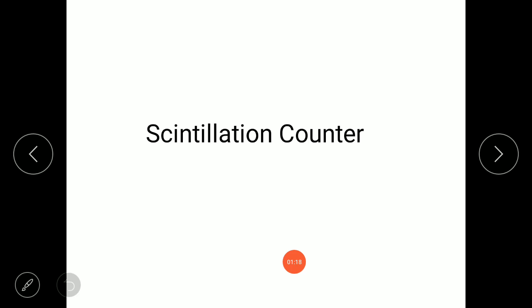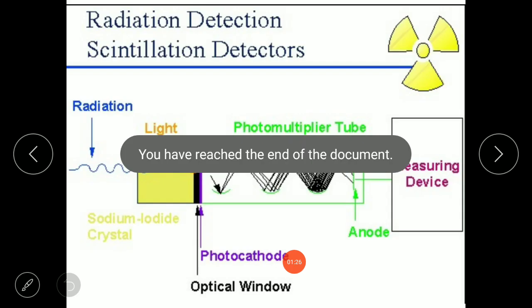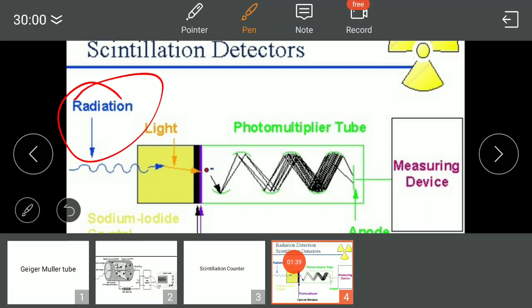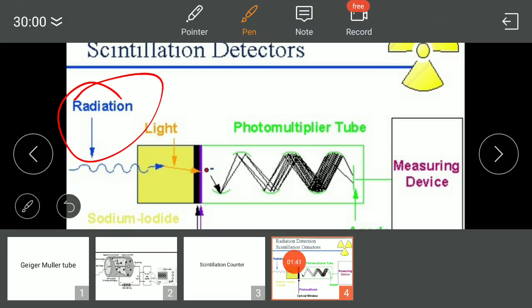So the scintillation counter is based on this principle of scintillation. Let me discuss the construction here. For the scintillation counter, we have this crystal that produces a flash of light when the nuclear radiation strikes it. So when the nuclear radiation strikes this crystal, a tiny flash of light is produced.